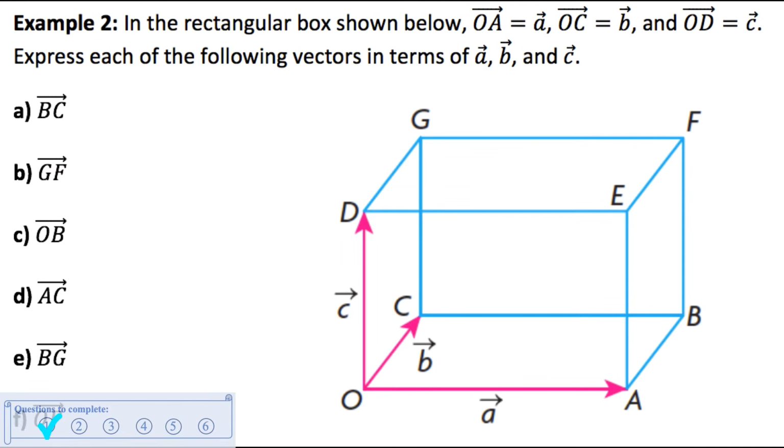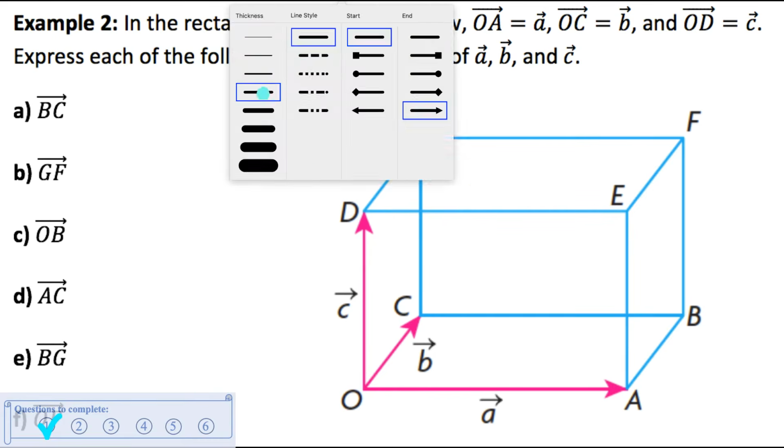Example 2, in the rectangular box shown, vector OA I've called vector A, vector OC I've called vector B, and vector OD I've called vector C. I want you to express each of these following 6 vectors in terms of vector A, vector B, and vector C. So we'll write it as the sums and differences of those 3 vectors. Let's start off with vector BC.